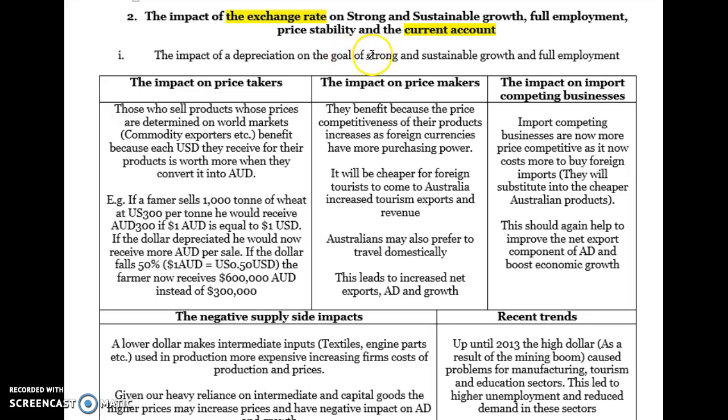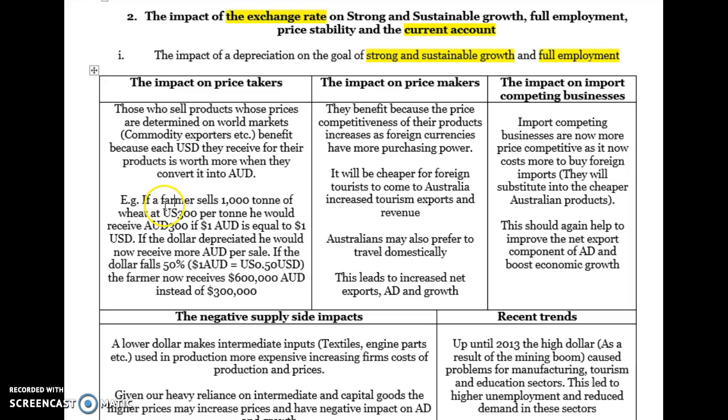So firstly, when you're looking at the goal of strong and sustainable economic growth and full employment, again, you've got to be able to make that distinction between price takers and price makers. So those who sell products whose prices are determined on world markets. So if we're selling something in American dollars, let's say a farmer sells 1,000 tonnes of wheat at $300 US per tonne. So he's getting $300 US per tonne that he sells, and because $1 Australian dollar is equal to $1 American dollar, he's also getting 300 Australian dollars.